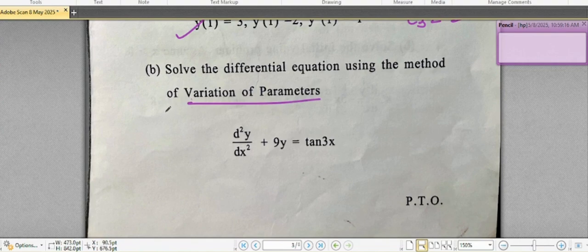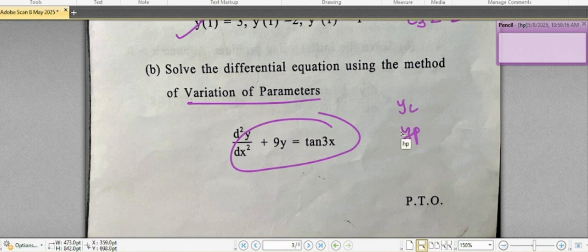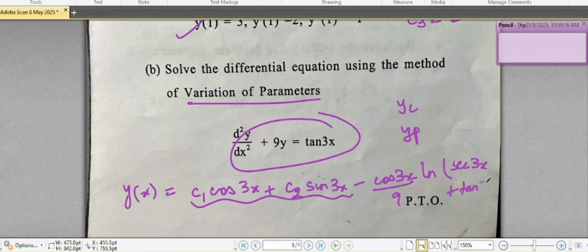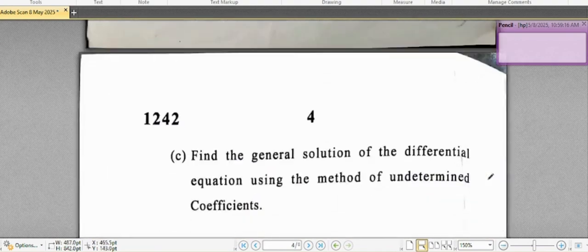Variation of parameters and undetermined coefficients is always a short question in this exam. So it's a standard question. Once again, for variation of parameters, we know the standard procedure. We have to first calculate YC and then YP using the formula which we know. It's a standard question from the book, but still I am writing the final answer for you to verify that the YC component will be this and YP component can be verified to be this, log of sec 3x plus tan 3x. So you can verify these details yourself using the standard methods.